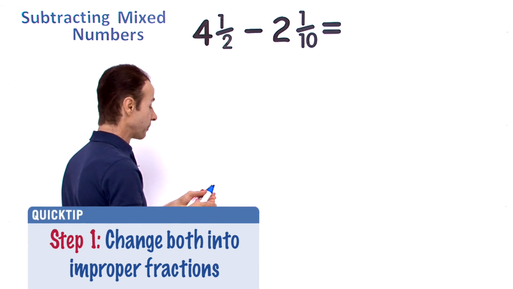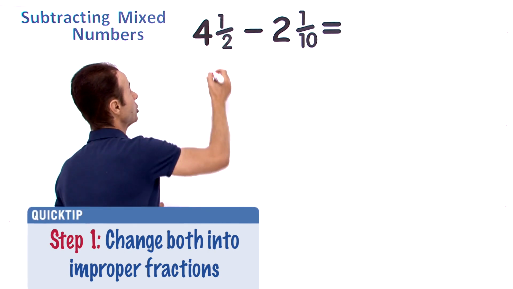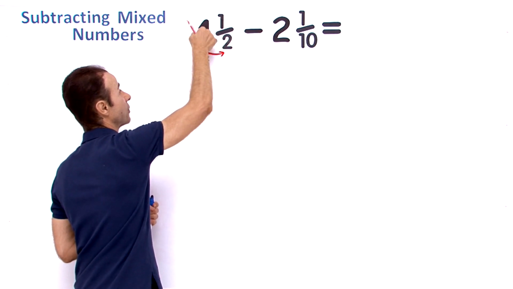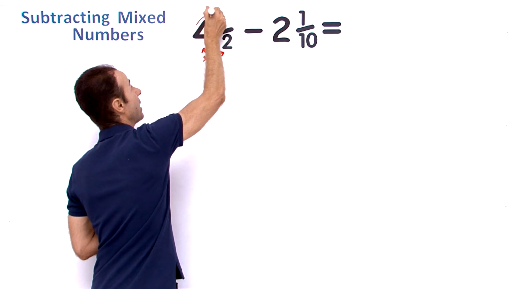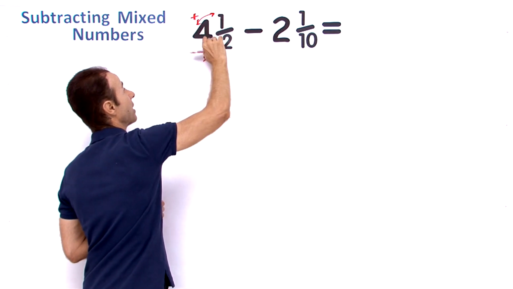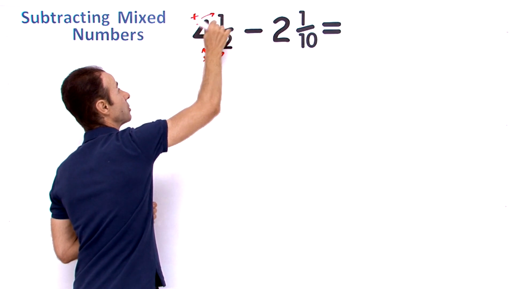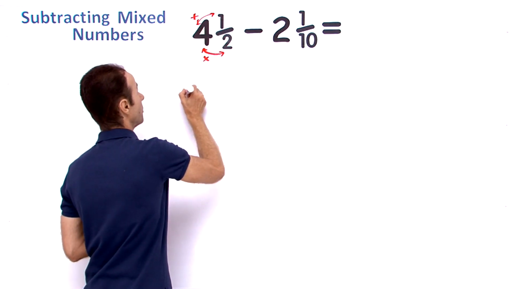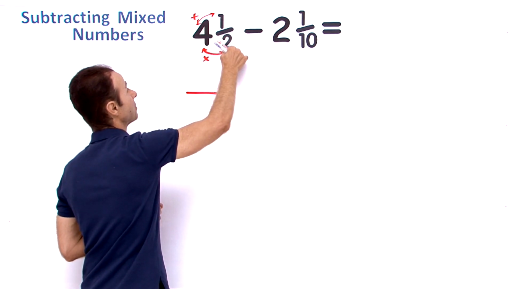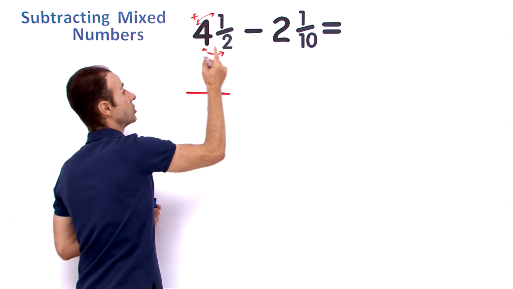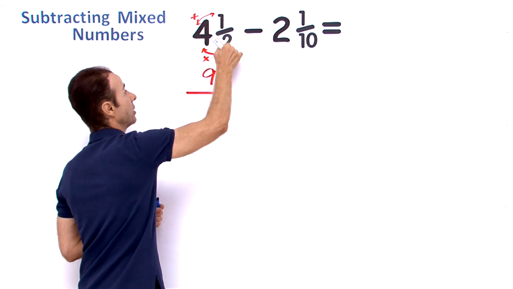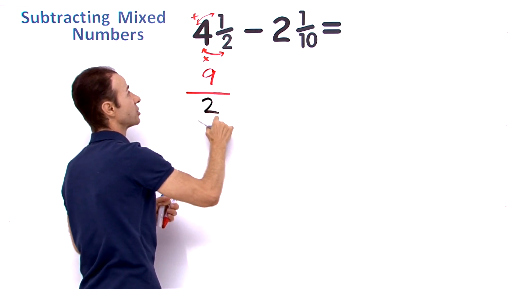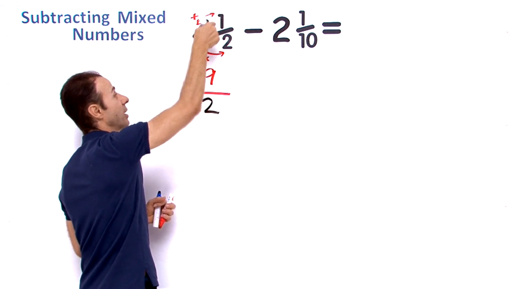We have 4 and 1/2. How do we change that? Well, we multiply the whole number by the denominator, so it's 4 times 2, and then we add that to the numerator up the top, which is 1. So 4 times 2 is 8, plus 1 is 9. So on the top it's going to be 9, and the bottom stays the same, so we'll just put 2. It's the same denominator. Again, 2 times 4 is 8, plus 1 is 9.